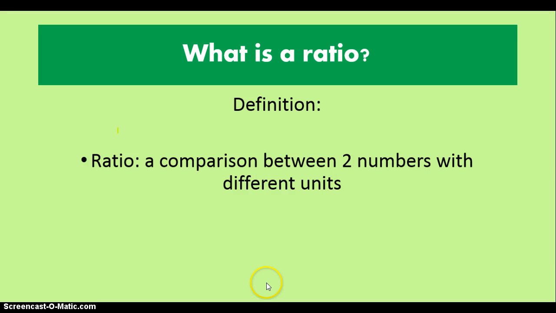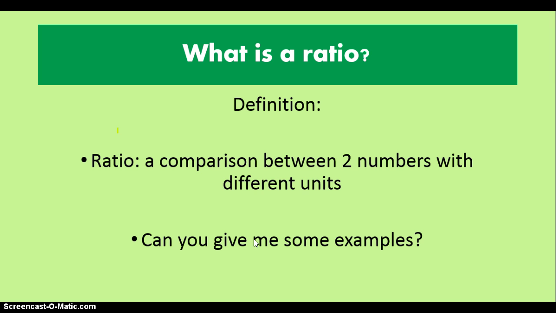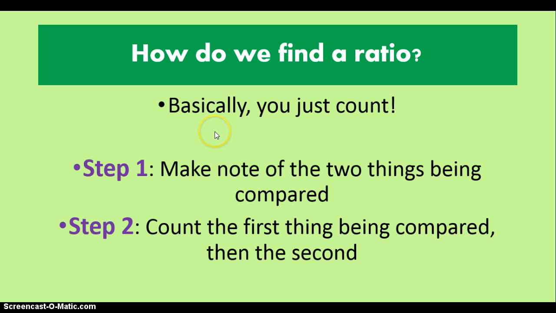Okay, that's a unit rate. It's also a ratio. So, can anyone give me some examples of a ratio? So let's say the ratio of girls to boys in this room is, I don't know, 10 to 7. 10 girls to 7 boys. That's a ratio, okay?